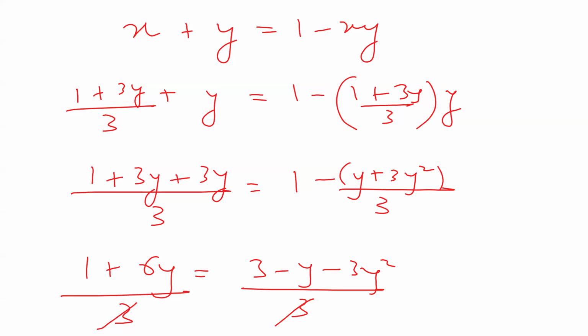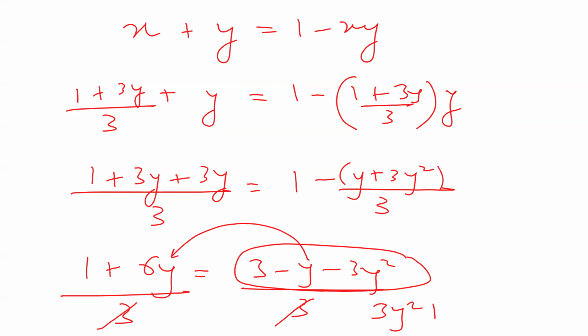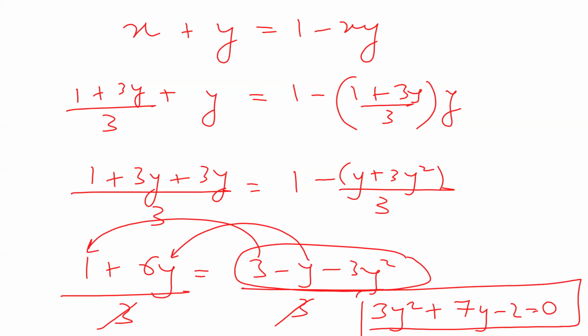Now shift all the terms on the right hand side to the left hand side. So it will be 3y square minus y plus 6y, that is 7y, and 1 minus 3, that is minus 2. So 3y square plus 7y minus 2 is equal to 0. So the multiplication is minus 6, 3 into minus 2 is minus 6. So addition should give you 7. So 6 and 1. Okay, right?